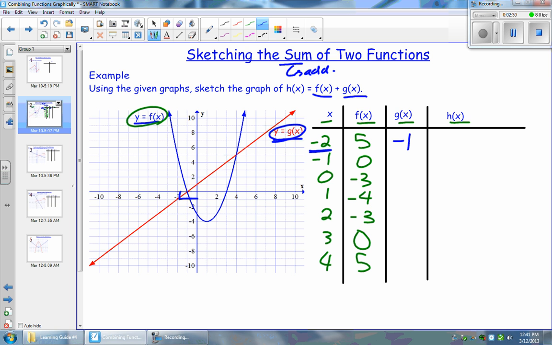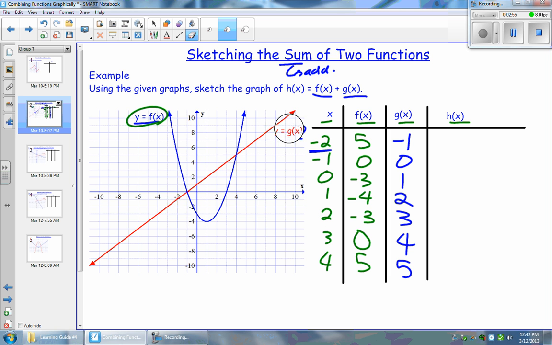So at -1, we have a 0. At 0, we have a point right there at 1. At 1, we have a corresponding y value of 2. At 2, we have a corresponding y value of 3. And as you can see, there's some sort of pattern going on. The rest of the points are going to be 4 and 5. Okay, so I'm going to erase all this here so we know what's going on.